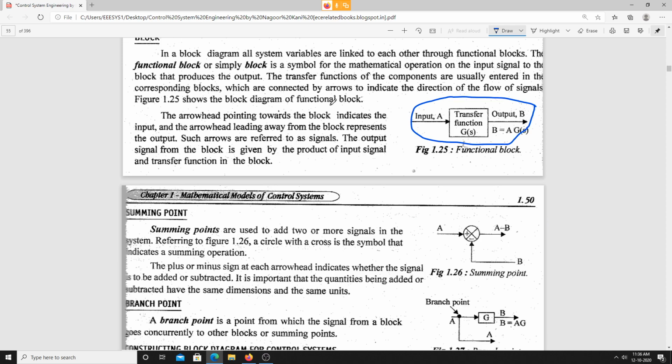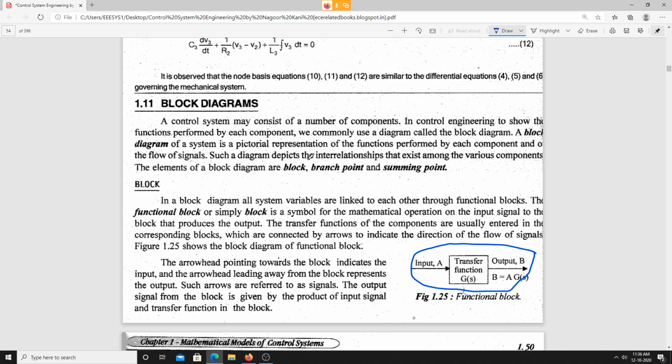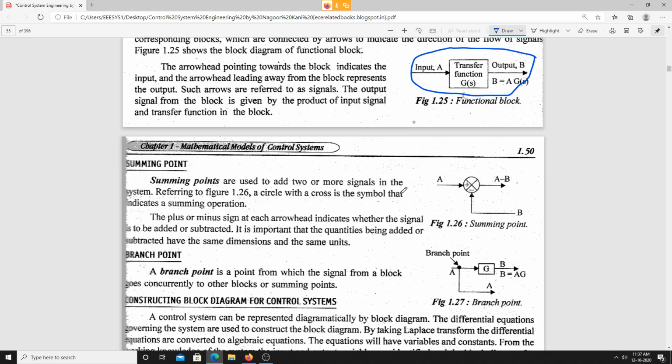Now, when we talk about the summing point, what is its use? In the block diagram, the first element is a block. Next we discuss the summing point. The summing point is used to add two or more signals in the system. Here A is a signal and B is a signal. With the help of this summing point, I am adding or subtracting these two signals.